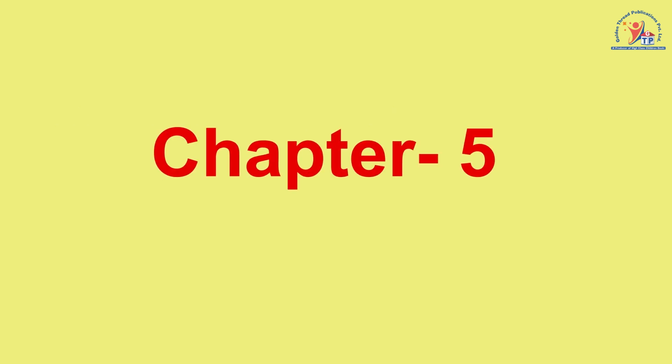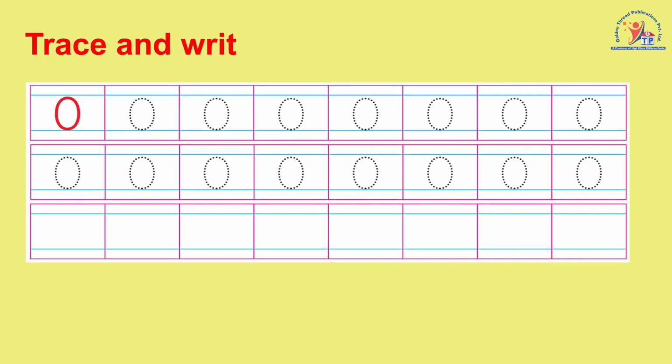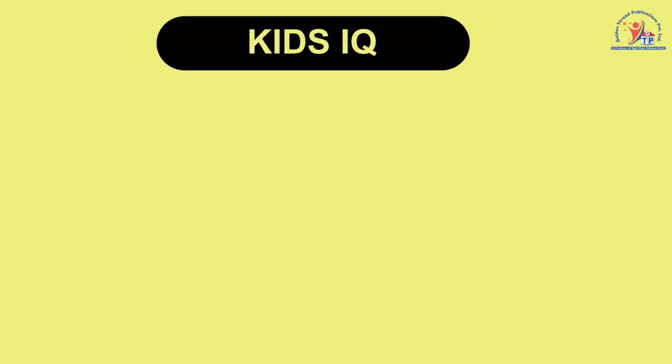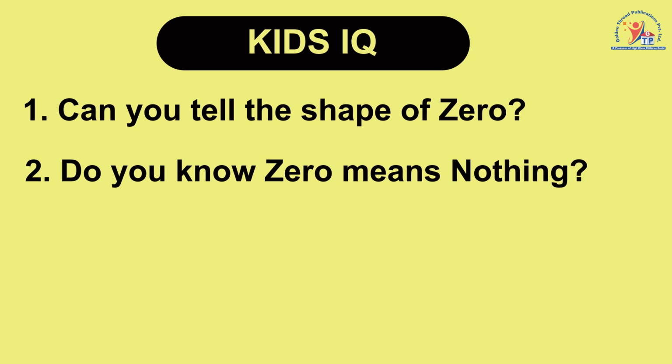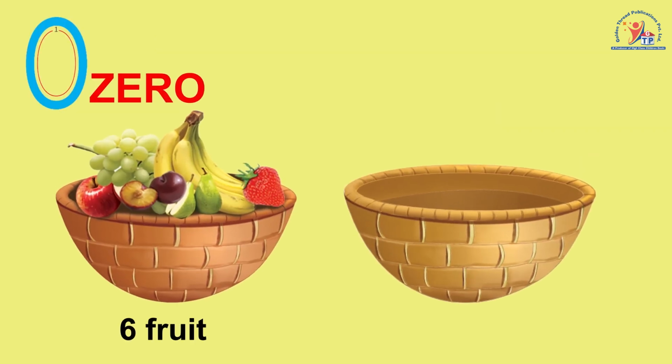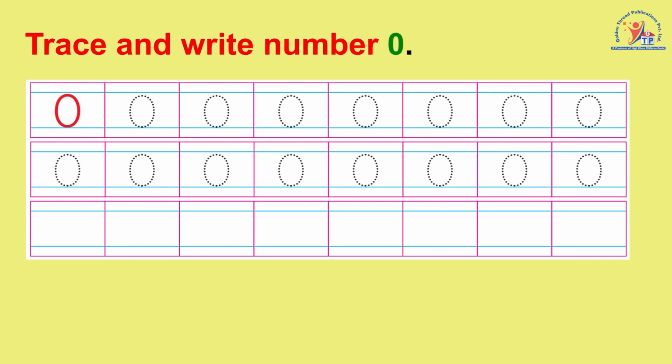Chapter 5. Number 0 means nothing. Trace and write number 0. Kids IQ. 1. Can you tell the shape of 0? 2. Do you know 0 means nothing? 0. 6 fruits. 0 fruit. Trace and write the number 0.